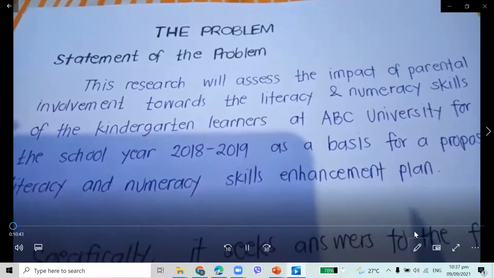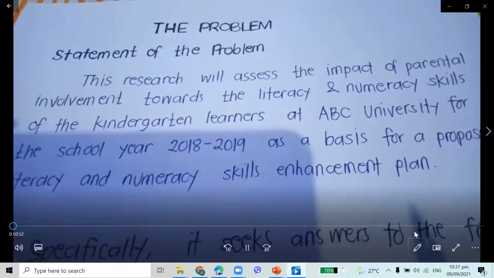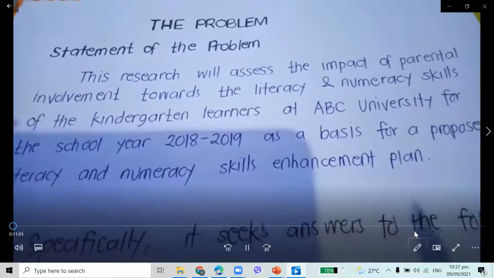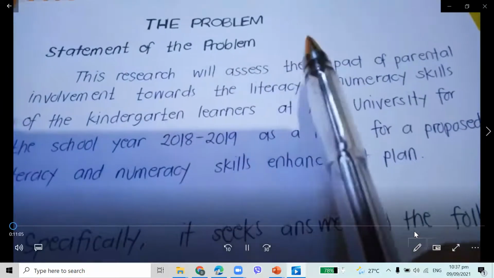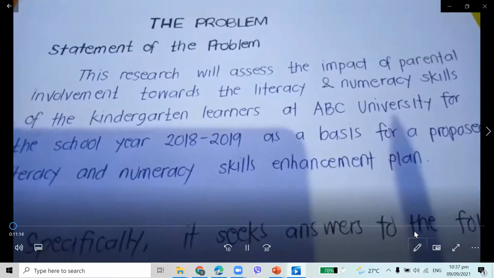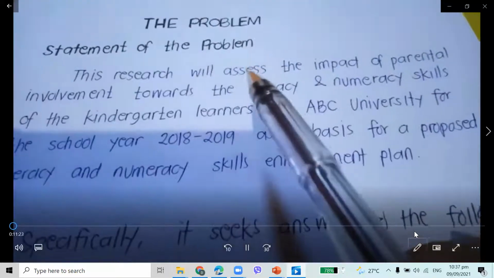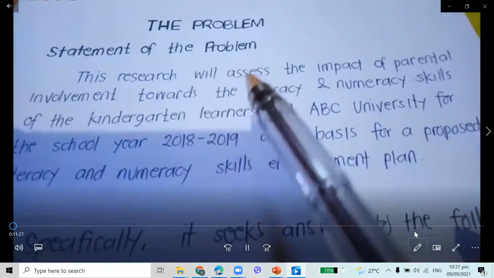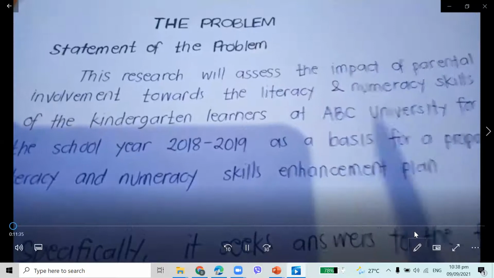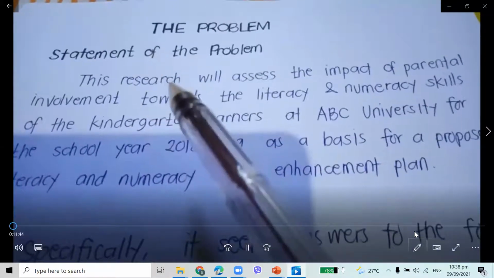You have to take note that different universities or institutions have different rulings on how to create their statement of the problem. For example, Mapua University's general statement of the problem starts with "the main objective of this study is to." In other state universities, such as Cebu Technological University, they use "this research will assess" or "this research will evaluate." Other universities use "the aim of this research is to," and so on and so forth. In this case, we will start our statement of the problem by saying "this research will assess" or "this research will evaluate."